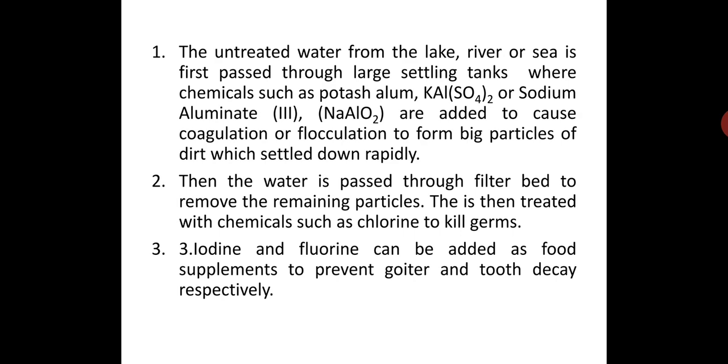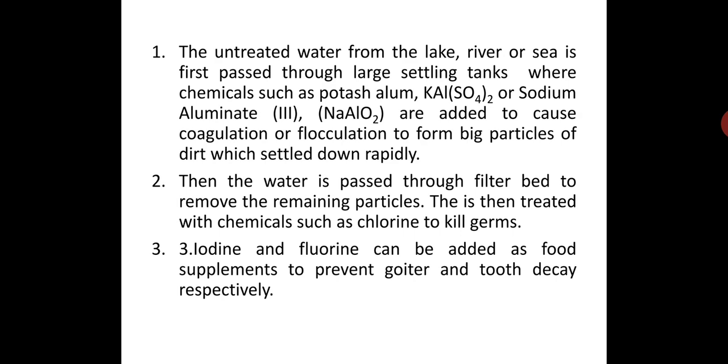1. The untreated water from the lake, river, or sea is first passed through a large settling tank, where chemicals such as potash alum or sodium aluminate are added to cause coagulation, to form big particles of dirt which settle down rapidly.